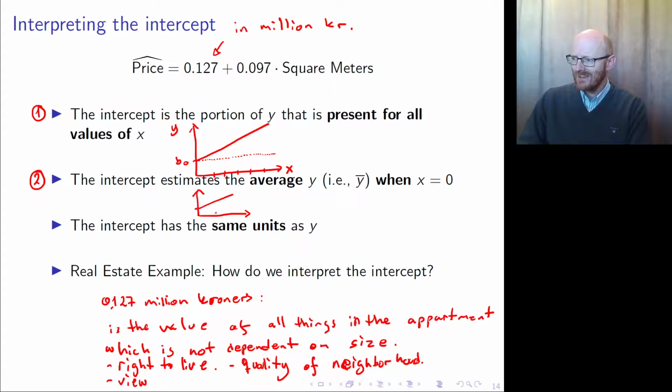Okay, so in the case that x equals 0 is a logical value, then the intercept can tell you something about the y value. And we have talked about the importance that the intercept has the same units as y, okay? Because million Norwegian kroners should be equal to million Norwegian kroners, right?